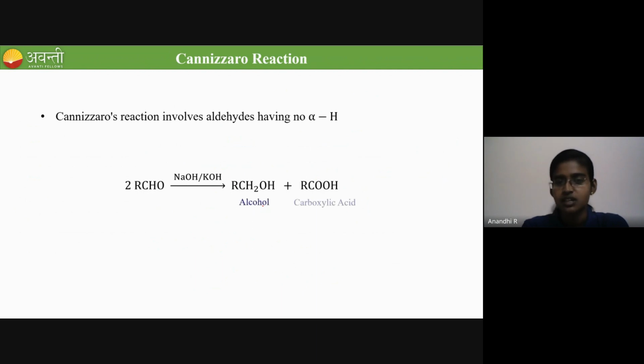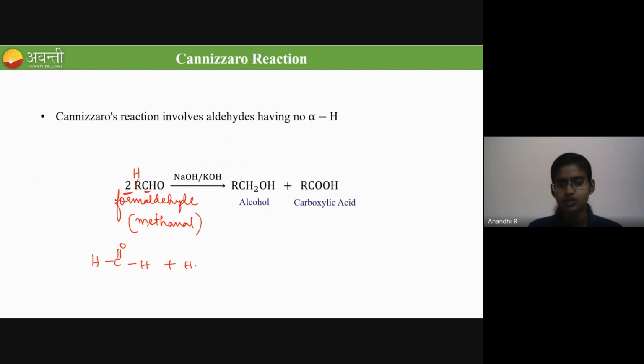So you see, this R group is hydrogen. If the R group is hydrogen, then this is called formaldehyde. The IUPAC name is methanal, since it contains only 1 carbon. And we have 2 moles of formaldehyde, that is HCHO and HCHO. In the aldehyde, the alpha carbon is not present, and that's why alpha hydrogen is also not present. So Cannizzaro reaction involves aldehydes having no alpha hydrogen.